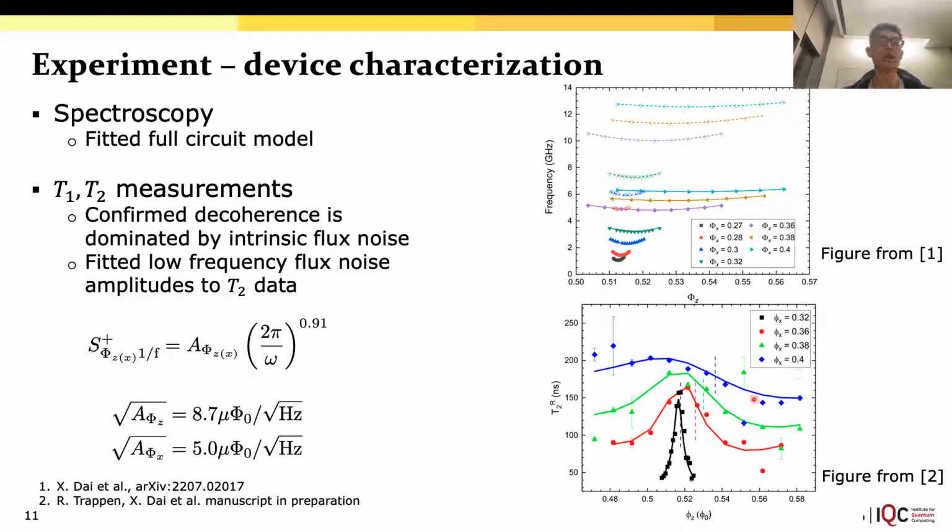And fitting to this data allows us to determine the low frequency flux noise amplitudes listed here. And it also allows us to confirm that our device's coherence is limited by intrinsic flux noise. And later on, we can use these numbers in our open system simulations.